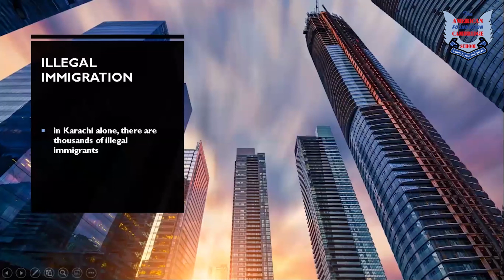Illegal migration refers to the migration of people into a country or the continued residence of people without the legal right to live in that country. Right? For example, the Afghans who are living in Khyber Pakhtunkhwa, some are living in Karachi, so they are the illegal immigrants. And many countries around the world, including Pakistan, are facing the problem of illegal immigration. In Karachi, thousands or even more than a thousand illegal immigrants have settled.